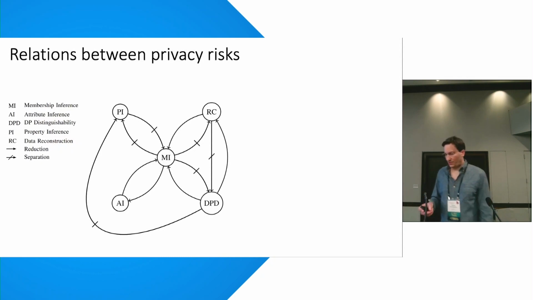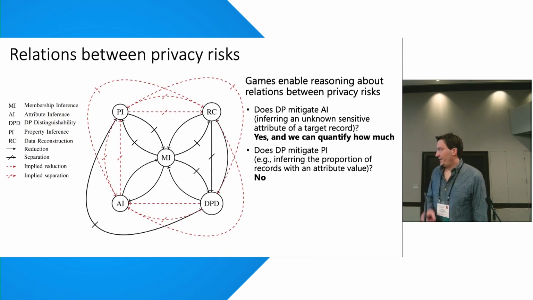So we prove this core set of properties, and then we prove some implied properties based on this construct, so that we get a full graph in the end. Given any pair of risks in the graph, we are able to establish either a separation or a reduction. And then we can use this to answer questions.